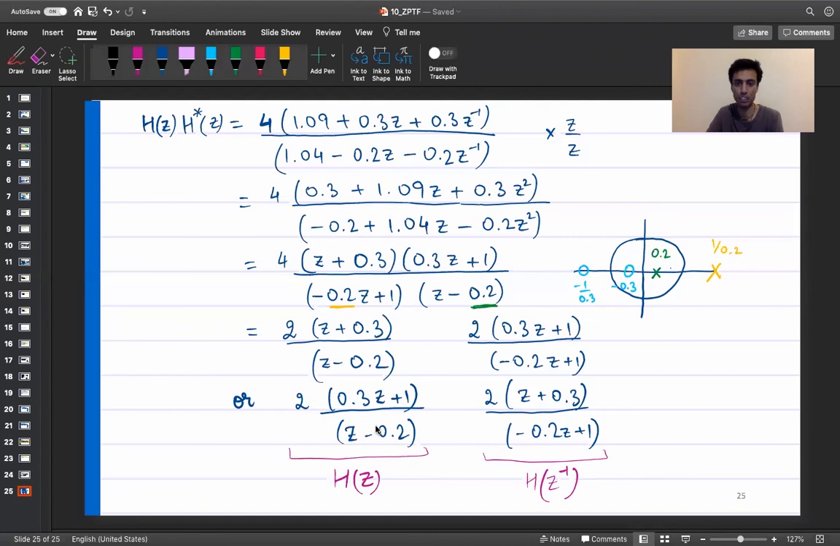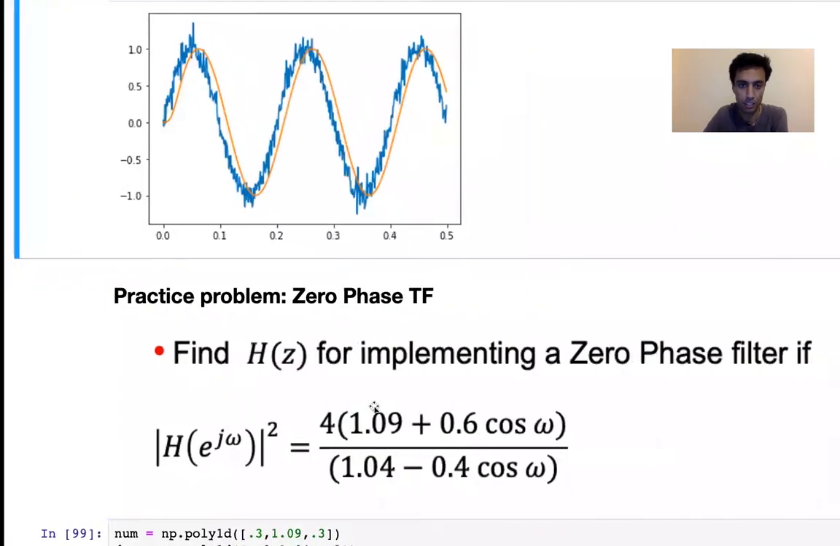So this is my H(z), which has got a pole at 0.2. It's a stable causal filter, right? And this one, H(z inverse), is simply the z inverse part of it. H(z inverse) is not stable, but H(z) is stable. So we have to invert. We discussed this in theory. So basically, this is the filter which we want to implement, and we will be using time reversal filtering. We pass through H(z), then reverse the signal, pass it through H(z) again, and then again reverse my signal. So this is how I do it.